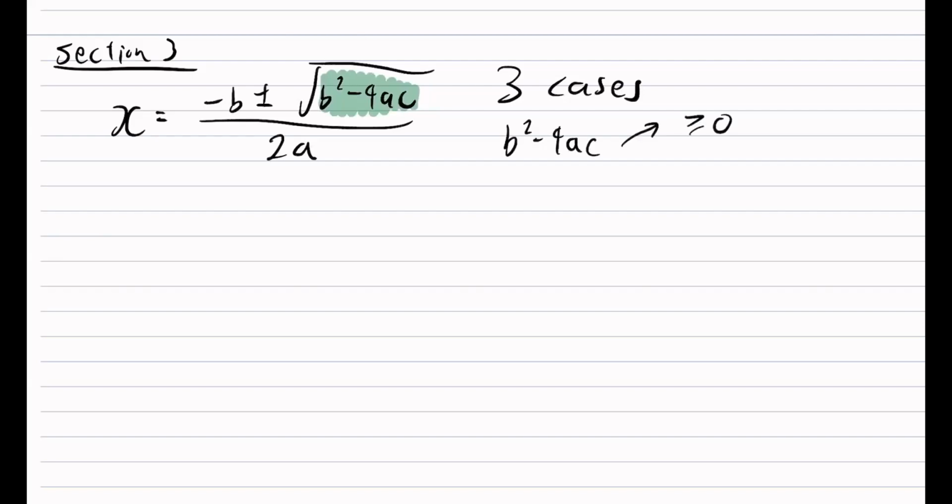Discriminant is negative. Yes, less than 0. No root, because you cannot square root a negative number. Very good. Yes, exactly. This one is no real roots.